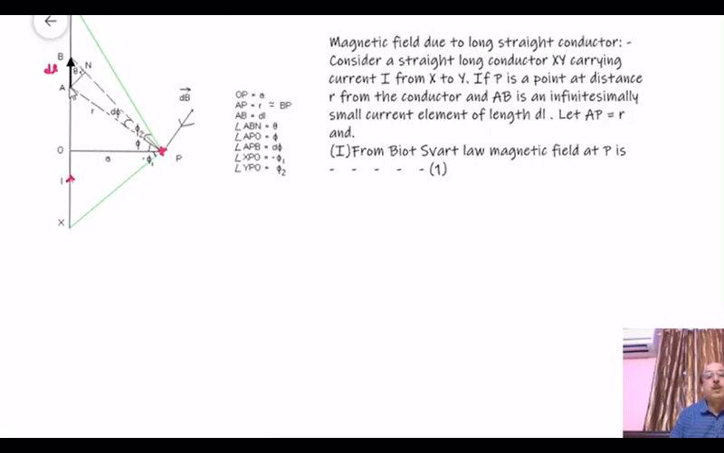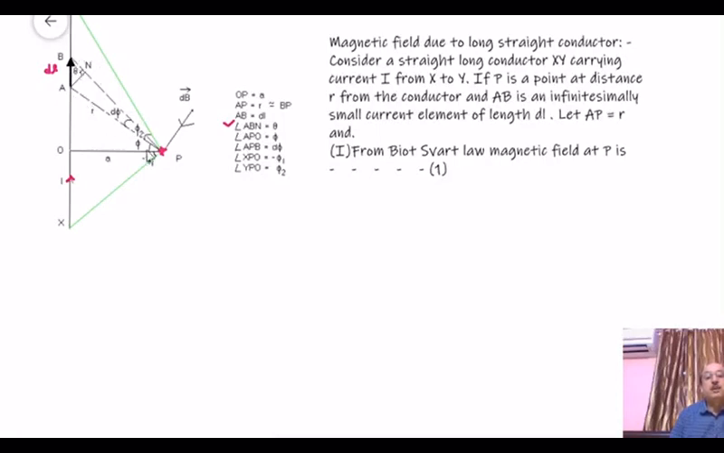So angle ABP will be theta, or we may write angle ABN as theta. Here theta is the angle between the element and R. Because the element is very small, it is just a point-like element, so A and B coincide here. So the angle at point B will also be theta.